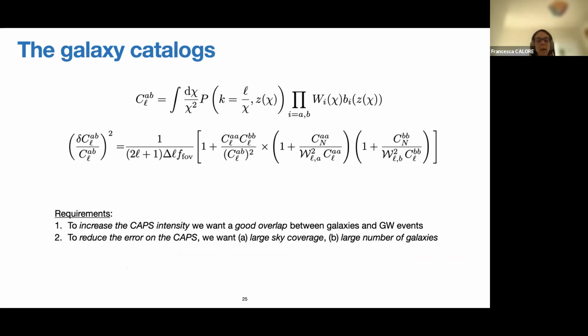So then, coming to galaxy catalogs, I just recall that the cross correlation depends on the intensity, which depends on the window function, and the error on the cross correlation depends on the sky coverage and the shot noise. So there are 2 main requirements that a good galaxy catalog needs to have in order to be a good tracer for a positive cross correlation. In order to increase the intensity of the cross-angular power spectrum, it has to have a good overlap with the gravitational wave detectable events. And in order to reduce the error on the cross correlation, we want a large sky coverage and a large number of galaxies.